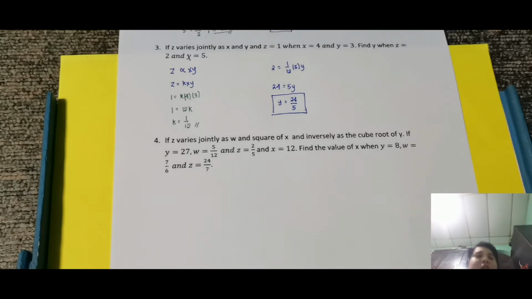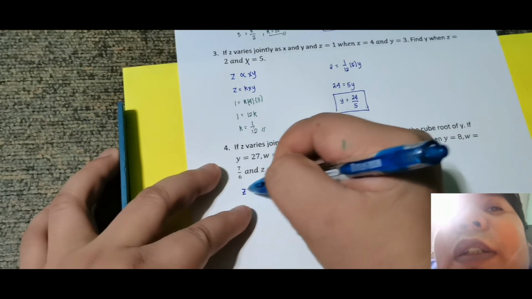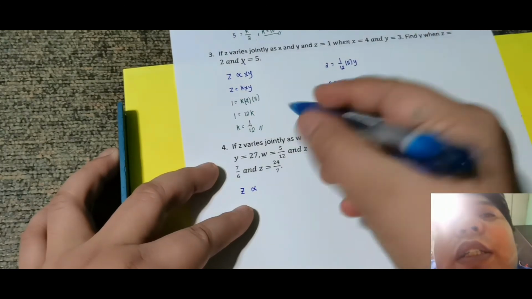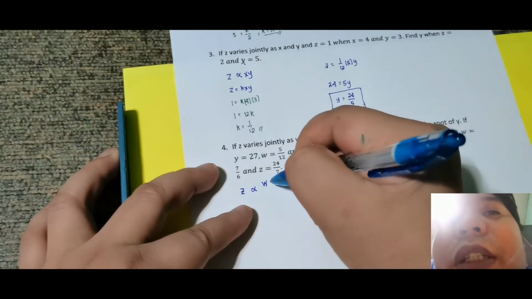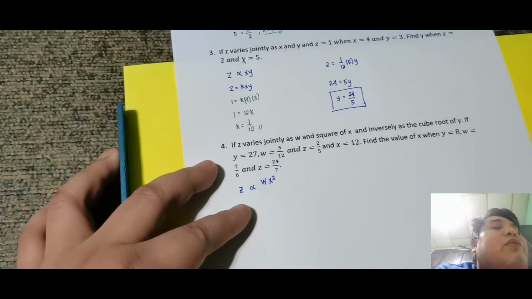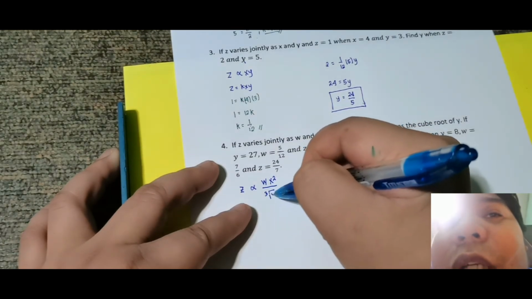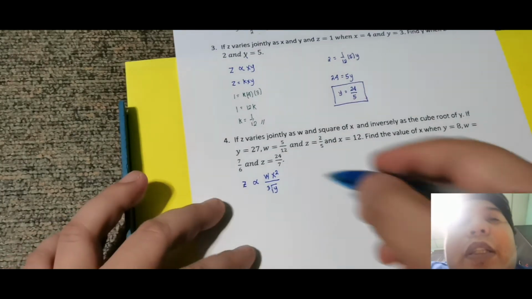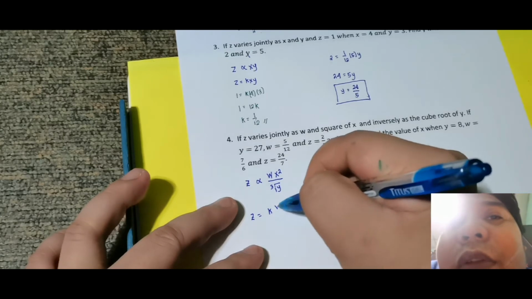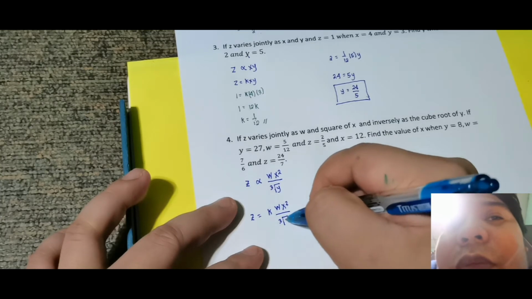So, sulat natin yung relationship syempre. Z varies jointly as w and the square of x. So, that is w. Square of x is x squared. Then inversely as the cube root of y. Inversely, so meaning nakailalim, cube root of y. Okay, so in terms of ating equation, this is z is equal to k w x squared over cube root of y.